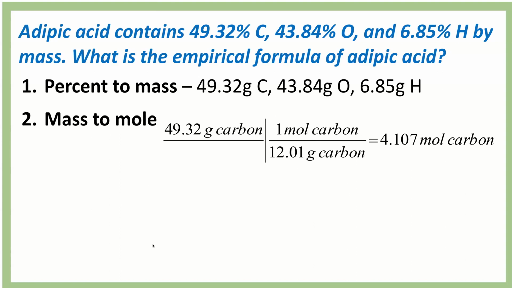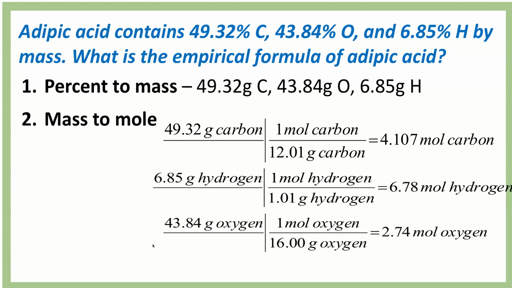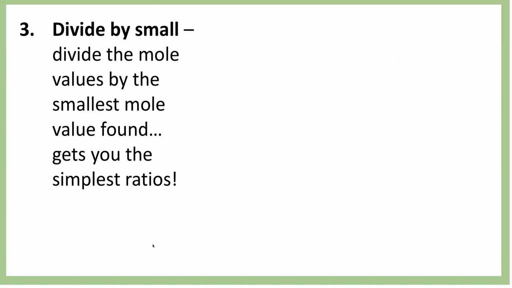So I'll take carbon divided by its molar mass. I'll take hydrogen divided by its molar mass. And lastly, I'll take oxygen divided by its molar mass. Simple enough. Any questions on these first two steps? Alrighty then.